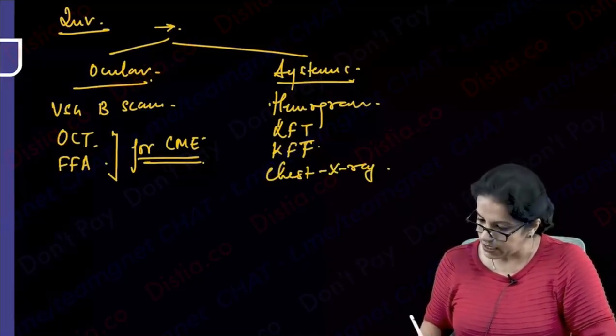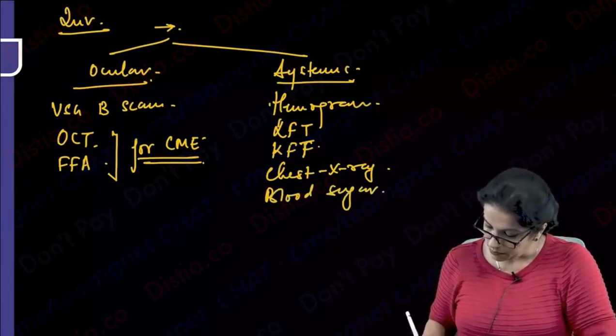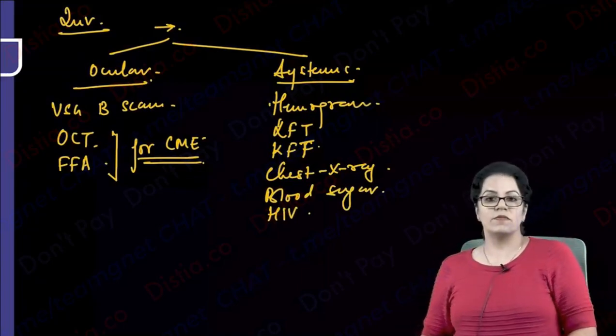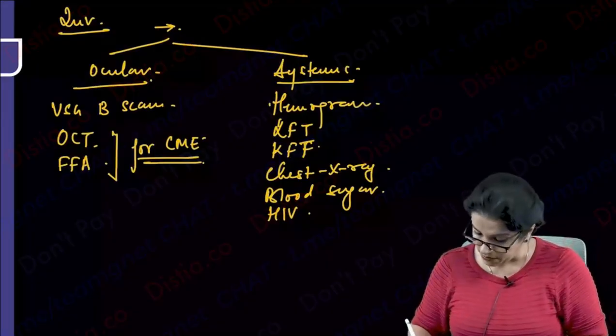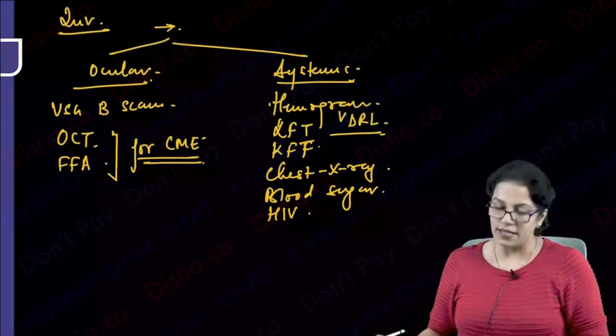We go for chest X-ray, blood sugar, right? All this. And of course, you have to also exclude the HIV. These are some of the VDRL. Yes, why not? You have to also mention VDRL. So all these investigations have to be done.